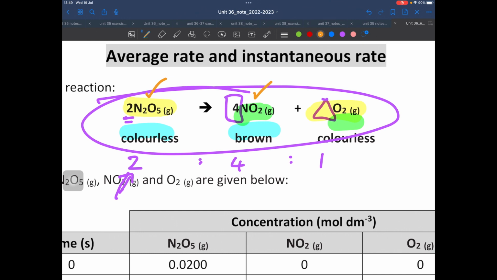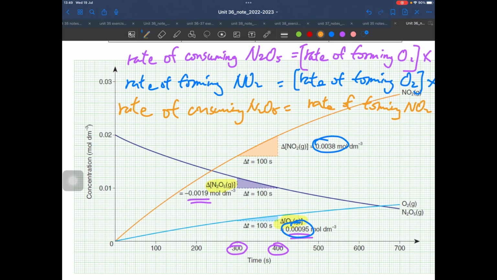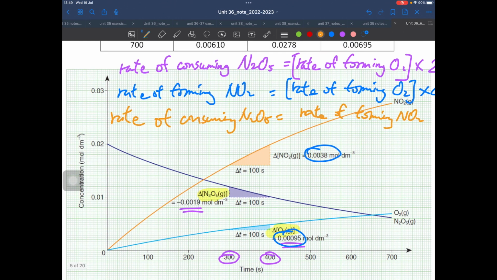So NO2 is faster. NO2 is faster. So originally it should be like this, right? Originally.